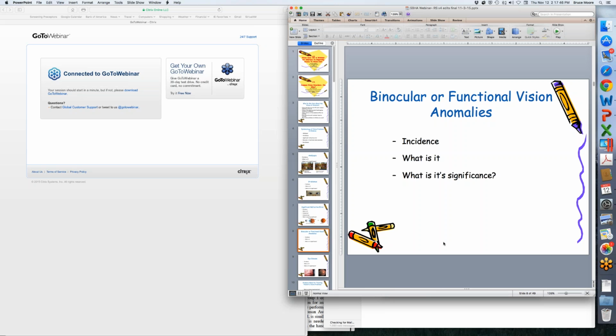There are a wide variety of these conditions. They can affect children in different ways, but an eye examination would be required to determine the exact specifics of this.